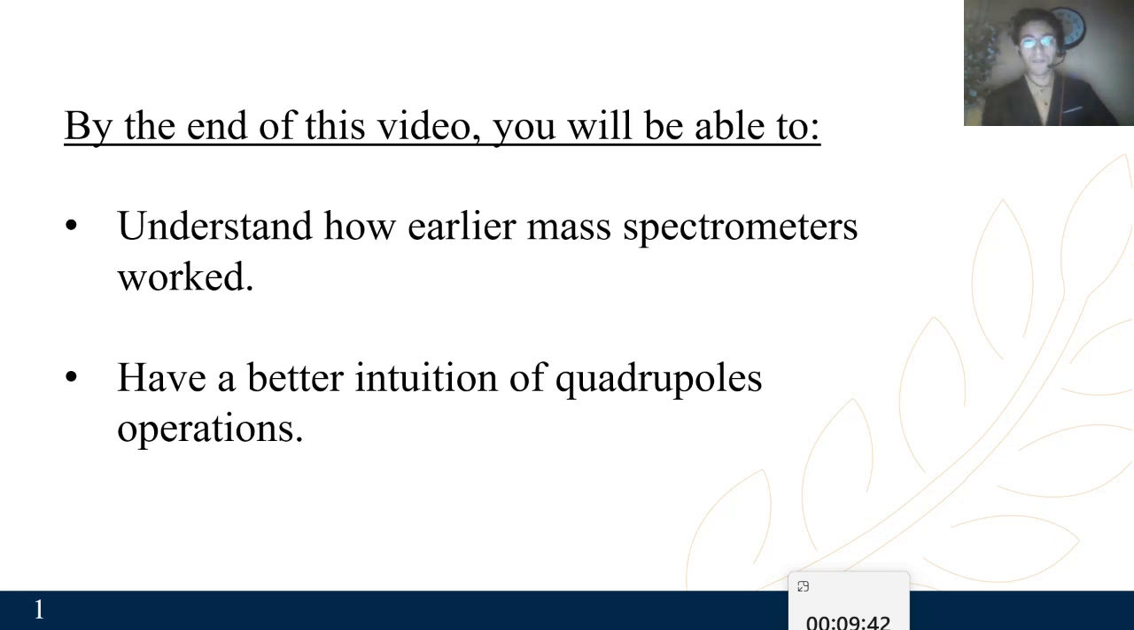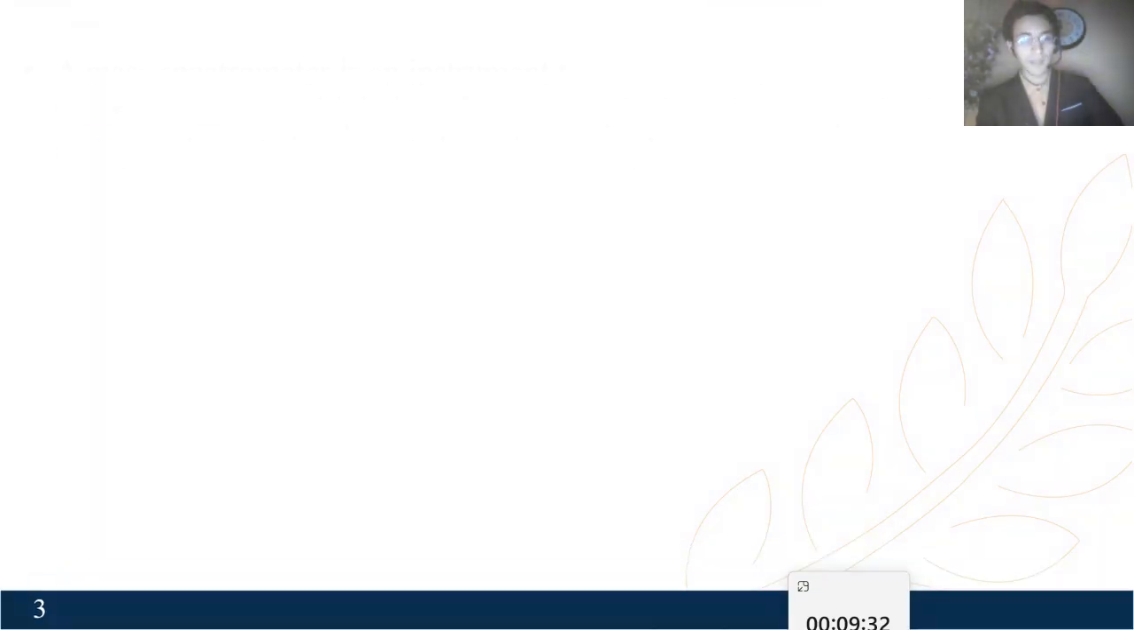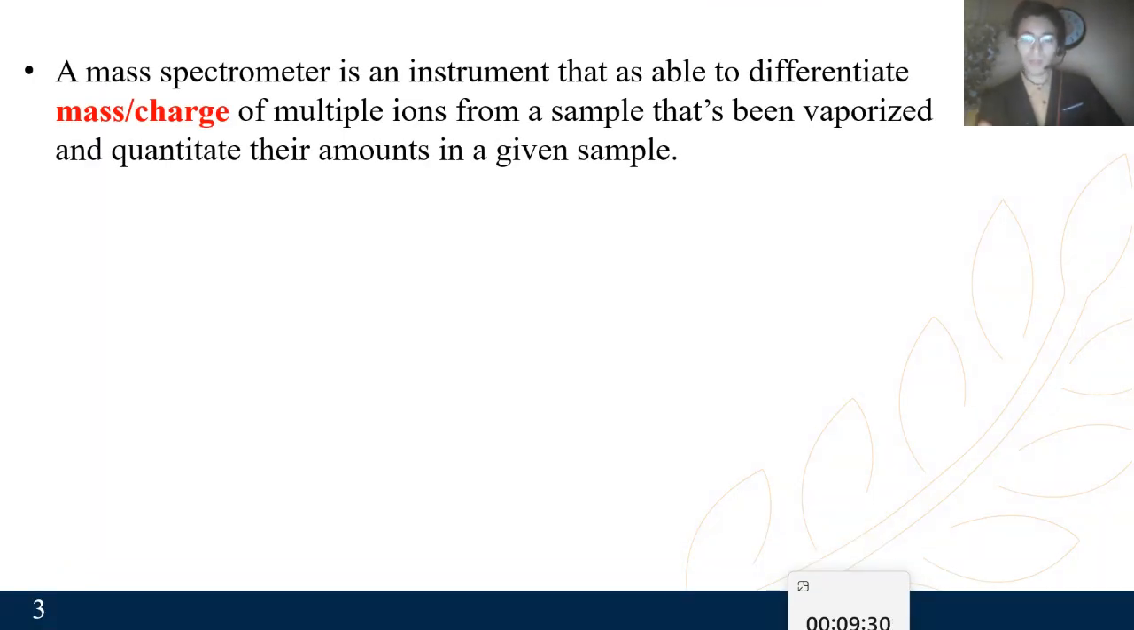By the end of this video, you will be able to understand how earlier mass spectrometers worked and have a better intuition of quadrupole mass analyzers. Okay, so what is a mass spectrometer anyway, right? A mass spectrometer is an instrument that is able to differentiate mass over charge ratio of multiple ions from a sample that's been vaporized into a gas state, and it's able to quantitate each mass over charge ratio of each ion in this given sample.